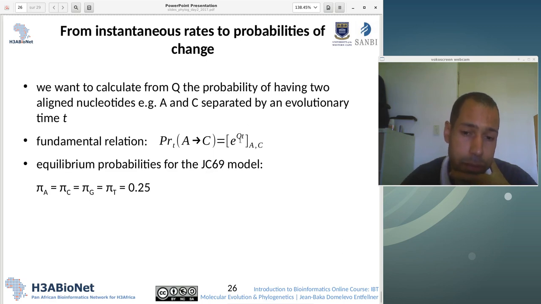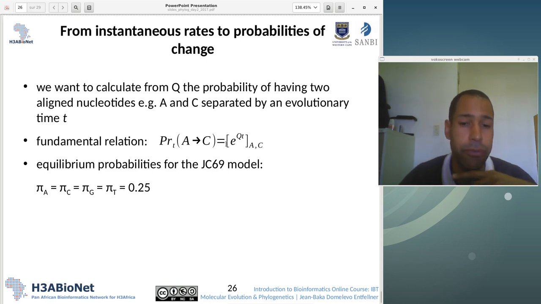Okay, so once you have this EQT, then you take its value on line A, column C, the first line and the second column, and you have this probability to have a C after a long time T from an initial nucleotide being an A.